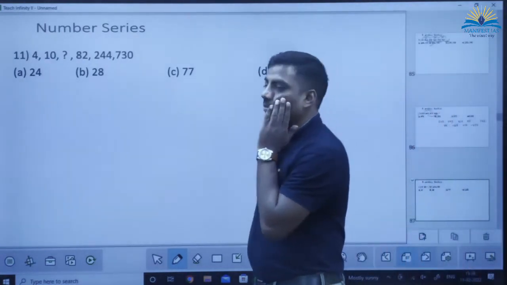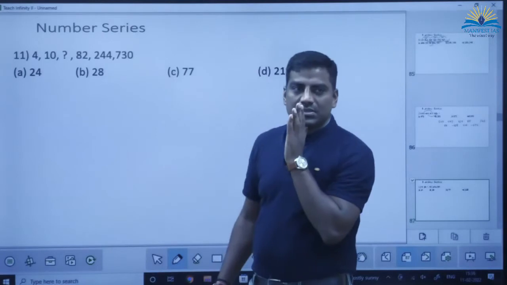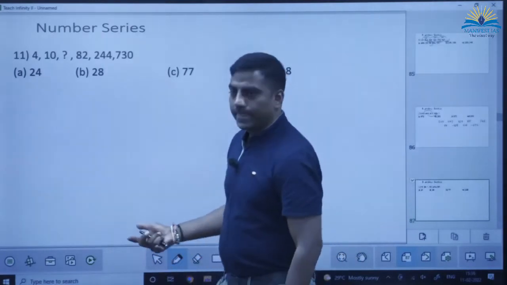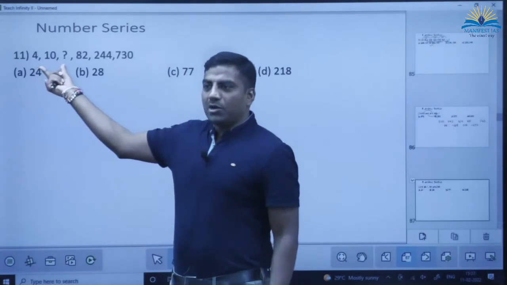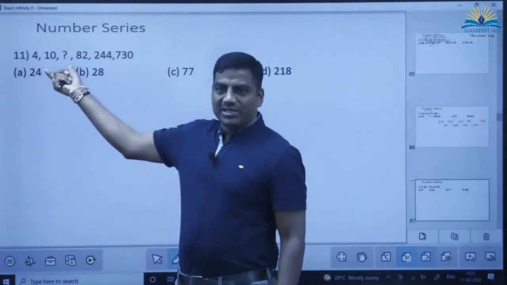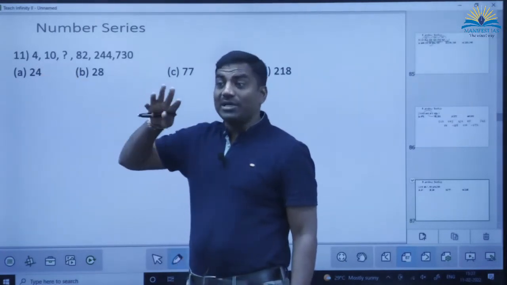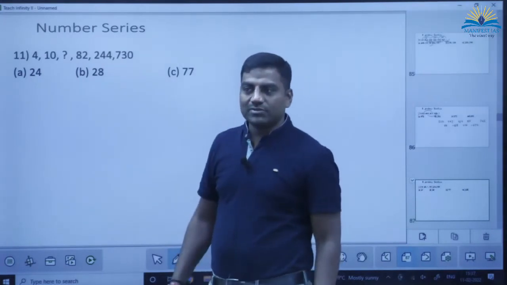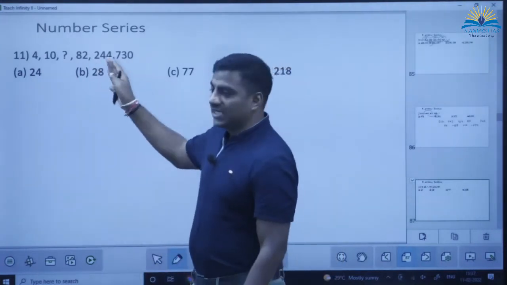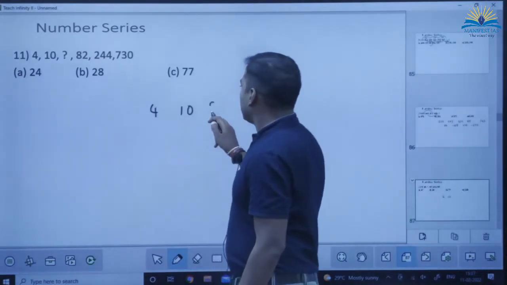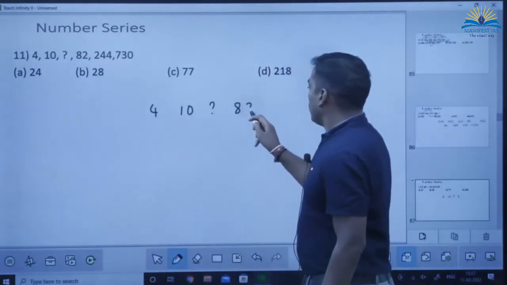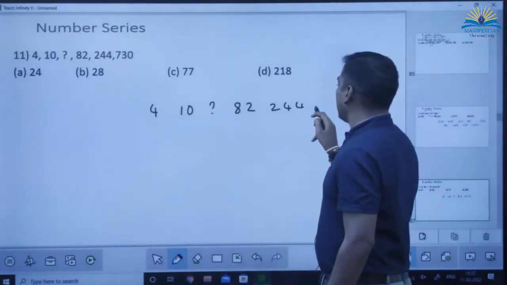What is happening here? Increasing anyways. And I told you, in such cases, only with two elements, it is very difficult to get the pattern. There have to be at least three elements to get some pattern. Otherwise, it is very difficult. So I'll write 4, 10, question mark, 82, 244 and 730.